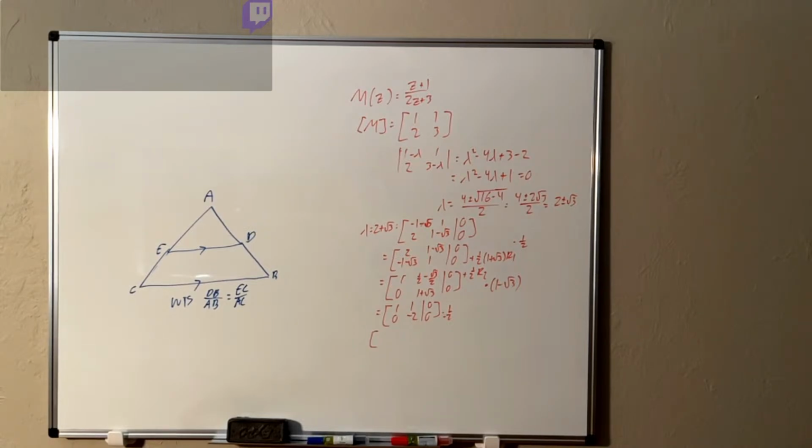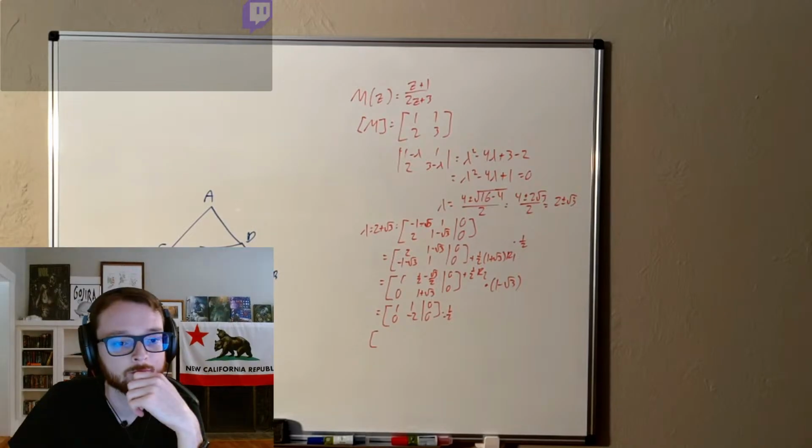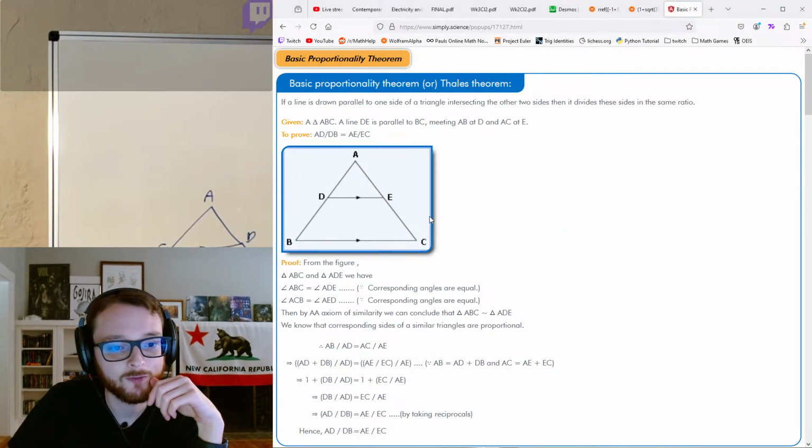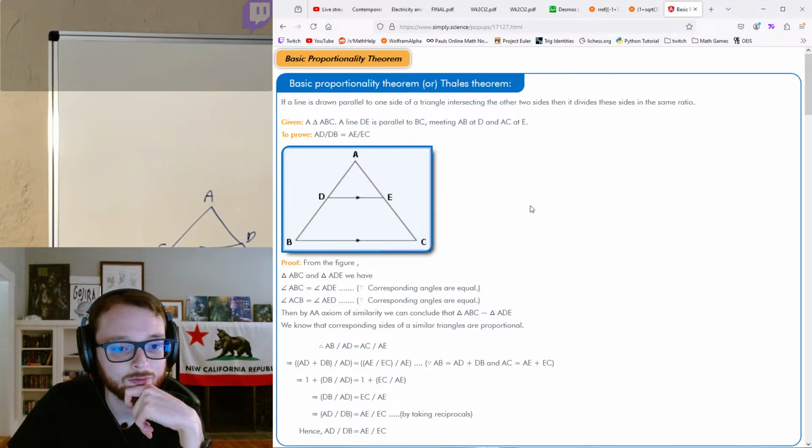I'm just Googling it. Oh, this is perfect. Okay. And you know what? The more I actually look at it, I don't know exactly how to do this offhand, but I found the exact same triangle on Google, and the exact same thing on Google. So let me, Thales. Okay, yeah, AD over DB, AE over EC.